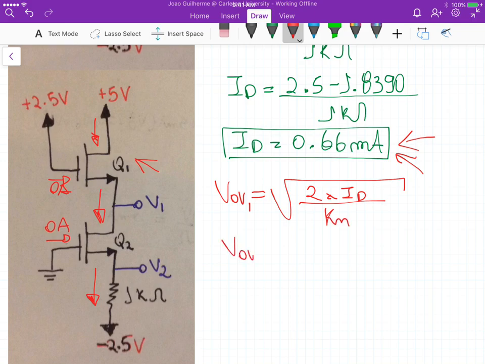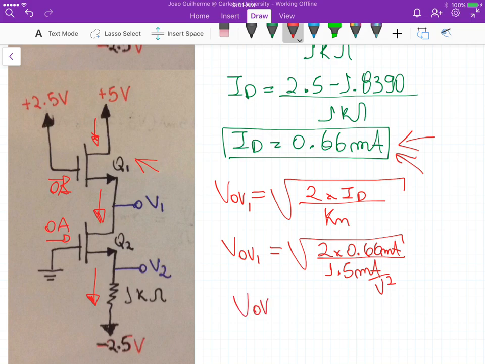And this gives us a V overdrive 1 that is equal to 2 times 0.66 milliamperes divided by Kn, which is 1.5 milliamperes per square volts. So this V overdrive 1 is 0.9381. And with this V overdrive, we can actually calculate VGS1 now.